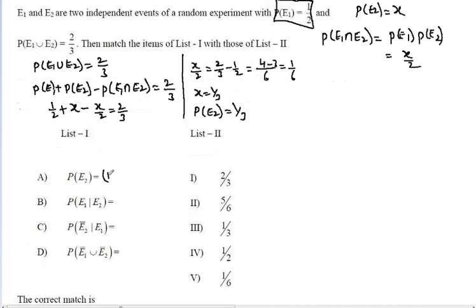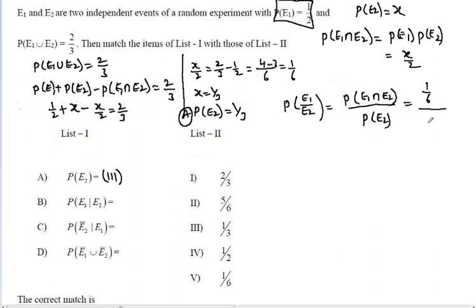So A is mapped to the third option. And here is the B option. This is the A value. Probability of E2 is 1 by 3. Now we find P of E1 by E2. P of E1 by E2 is equal to P of E1 intersection E2 by P of E2, from Bayes theorem. P of E1 intersection E2 is X by 2, X value is 1 by 3, that is 1 by 6, divided by probability of E2, that is 1 by 3. So the 3 and 2 times cancel, that is equal to 1 by 2. P of E1 by E2 is equal to 1 by 2. So B is mapped to 4.